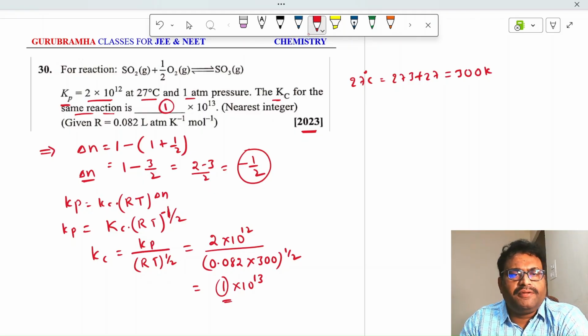Okay. So that is how the questions are asked in JEE Mains. We have solved all the previous year questions from JEE Main regarding the relation between Kp and Kc.